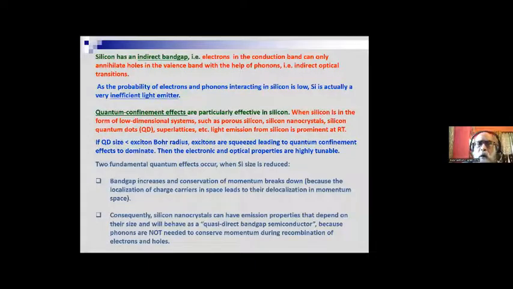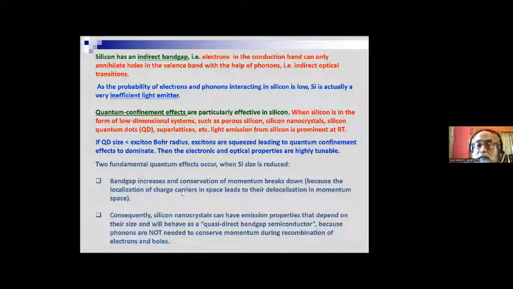So when the quantum dot size is smaller than the exciton Bohr radius, the excitons are squeezed, leading to the quantum confinement effects to dominate. Then the electronic and optical properties are highly tunable. And here, two fundamental quantum effects are occurring. One is a band gap, because the silicon size is reduced. We are making it a quantum effect.